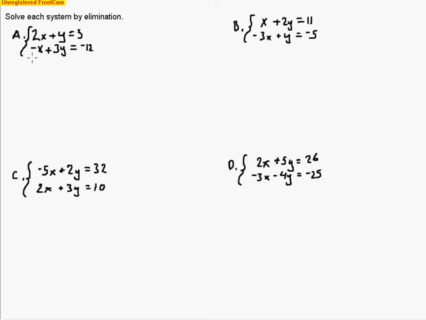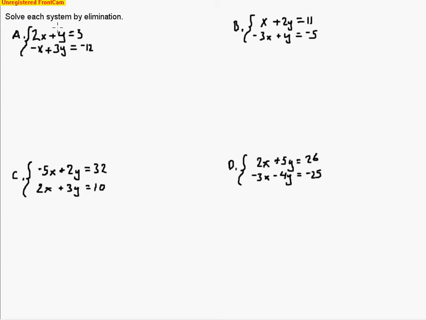Our problem is, though, we can't just add these together the way they're at, because if I do so, I end up with x plus 4y equals negative 9. That doesn't help us. You see, the whole idea behind elimination is to eliminate one of the unknowns. So what we'd have to do is change one of the equations so that it will eliminate a variable. So let's take a look at what we could change.